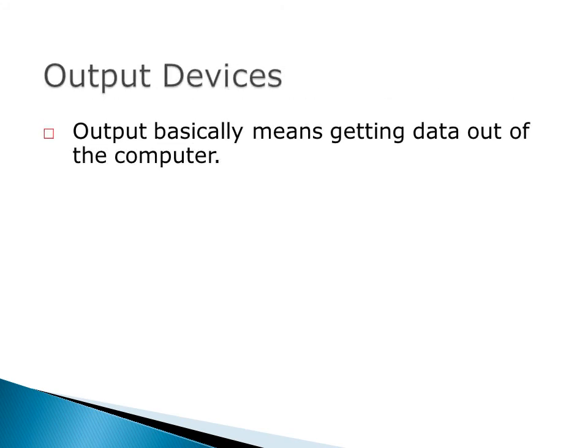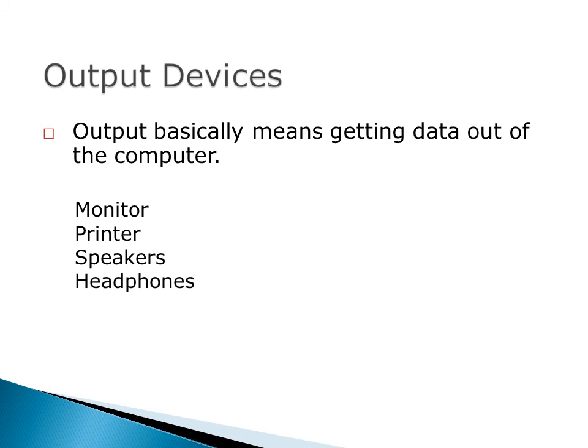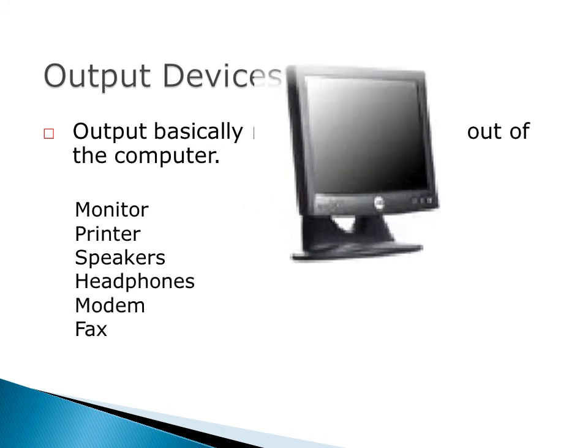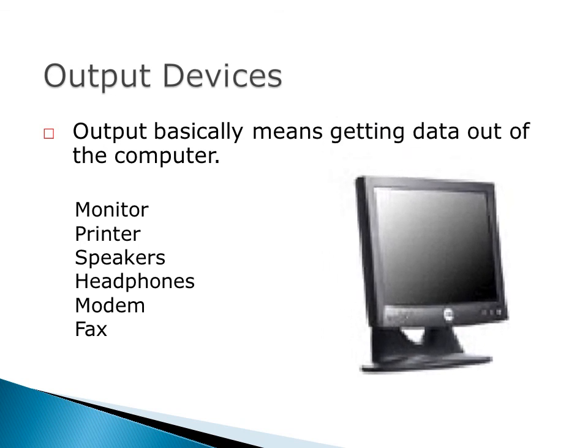Now to move to the output devices. Output devices basically mean writing the data out of the computer. A monitor is here, printer, speakers, headphones, then the modem, then fax. These are examples of output devices.